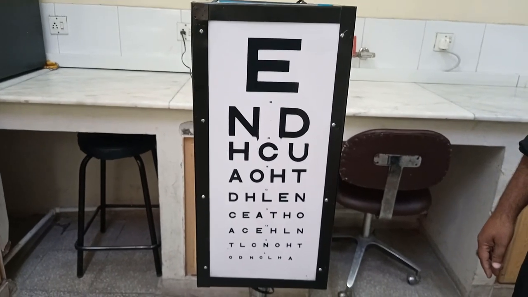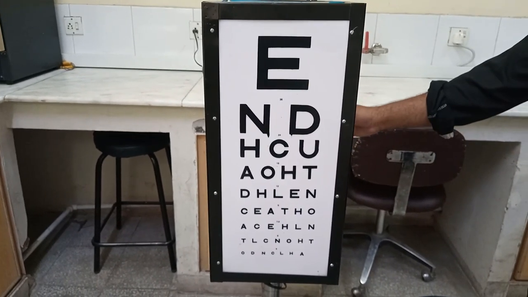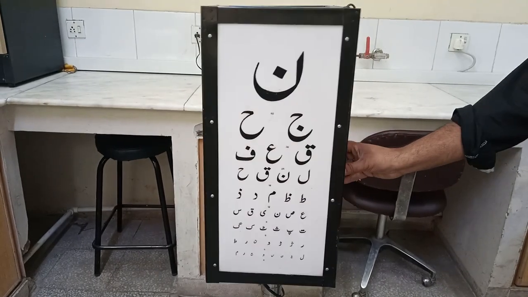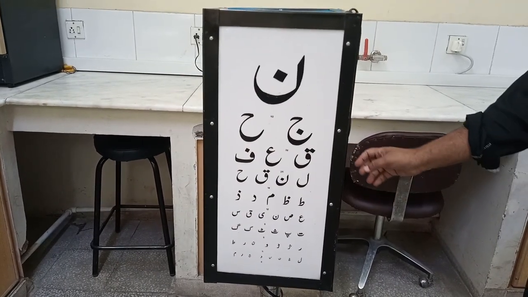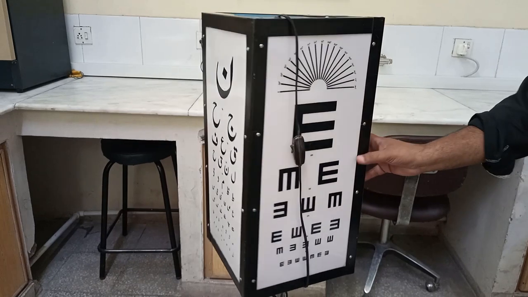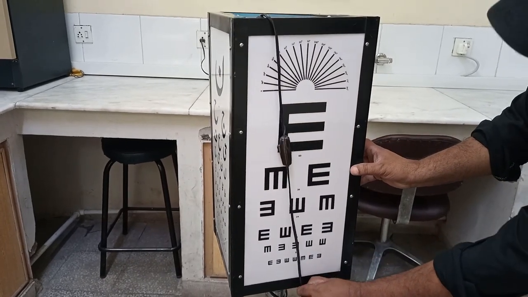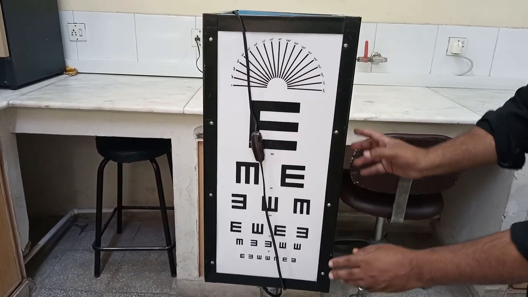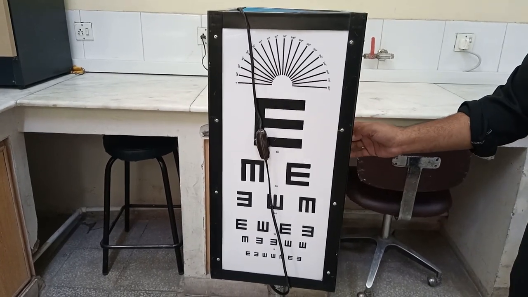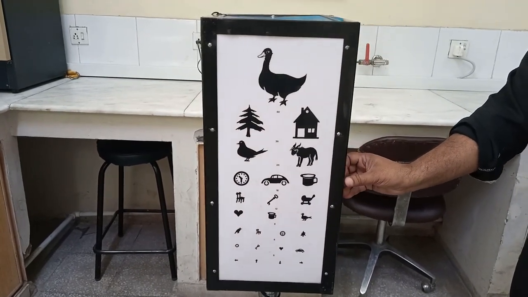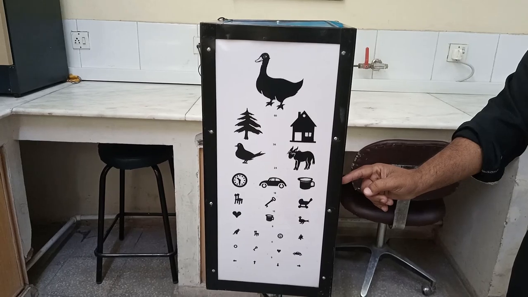Snellen's chart can be in English, can be in Urdu, it can also be for illiterate individuals, so they can tell the directions of the E. We call it the E chart, and it can also be in shapes and pictures for kids, for children.